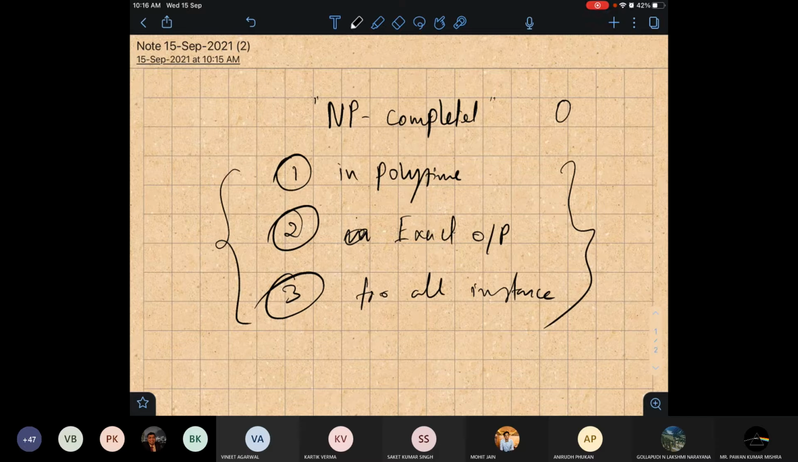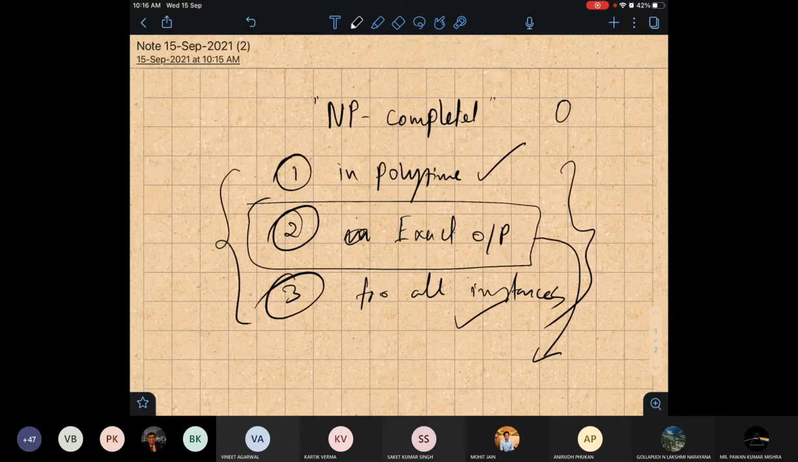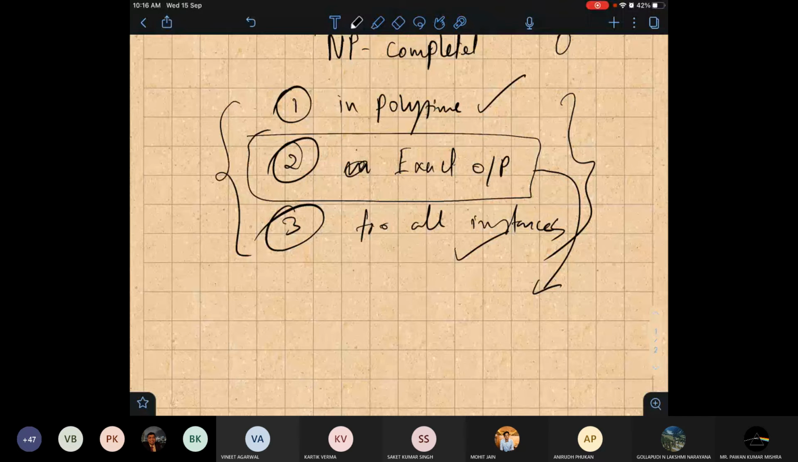So here approximation algorithm is a paradigm where we don't consider the second aspect. We generally talk about polynomial time and for all instances. So instead of exact output, we'll aim for an output which is very close to the optimal output, but not the optimal output. So this is all about approximation algorithm. It's a paradigm. If you have any doubt, then please ask, because I will discuss more advanced things here.